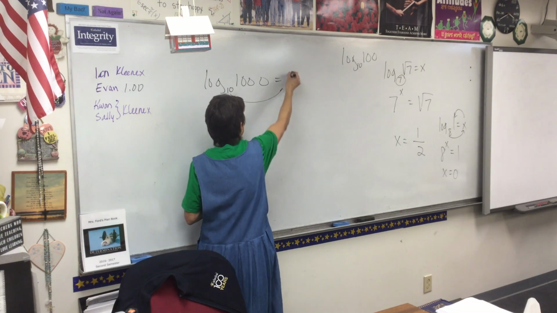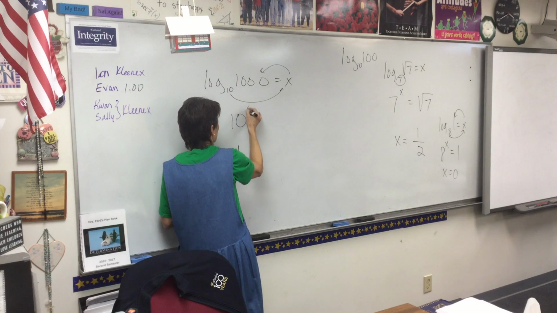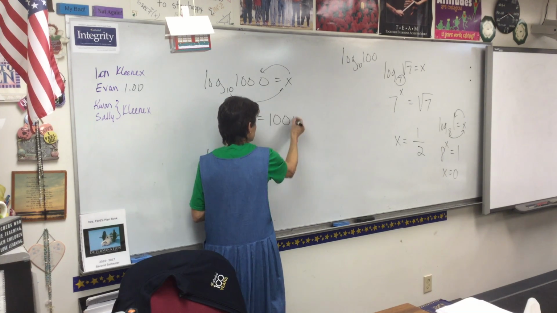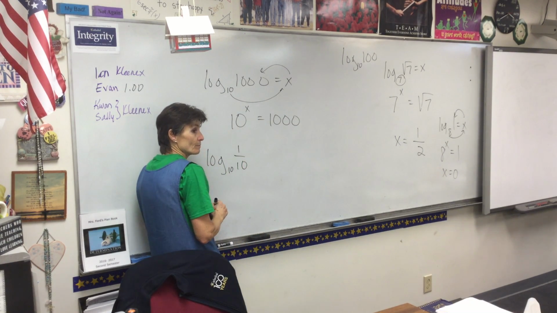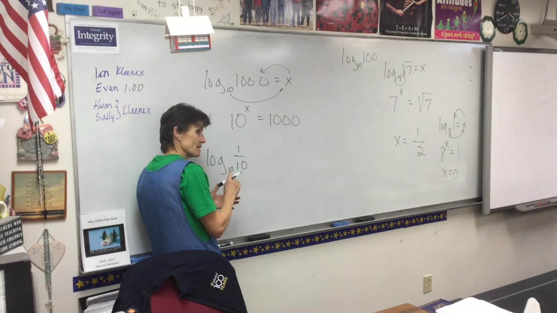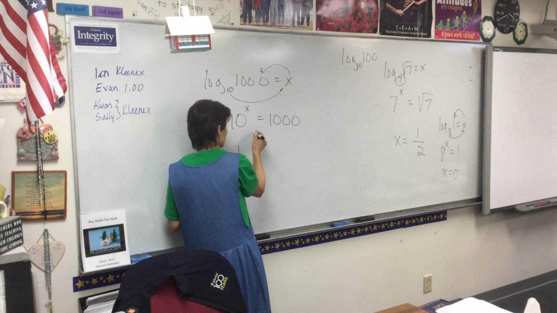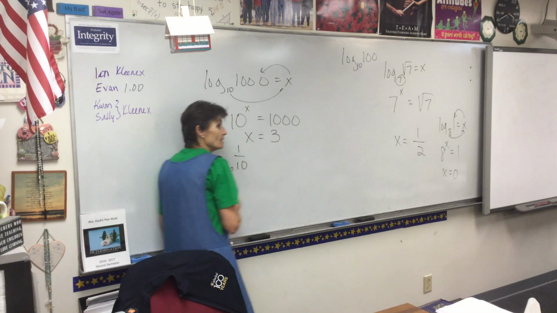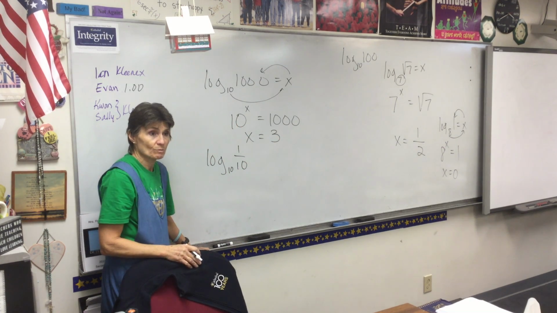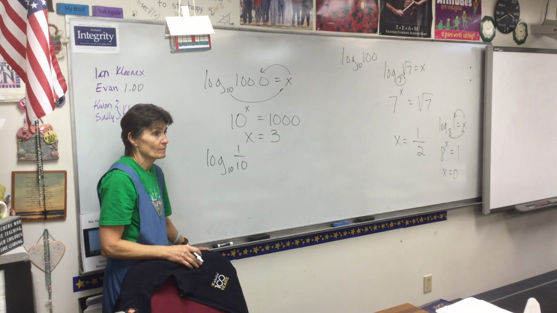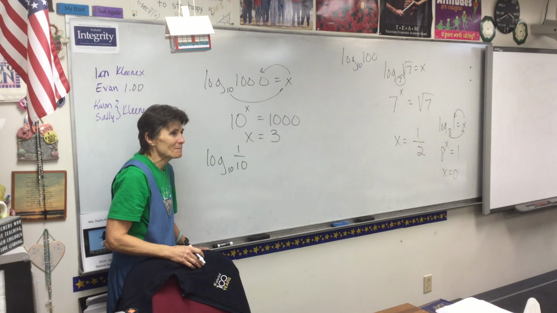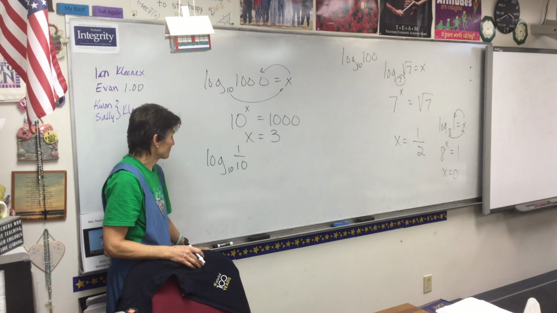This would say 10 to what power is 1,000? 10 times 10 times 10, how many times gives me 1,000? 3. So the answer to that problem is 3. What'd you say, Maddie? Okay.